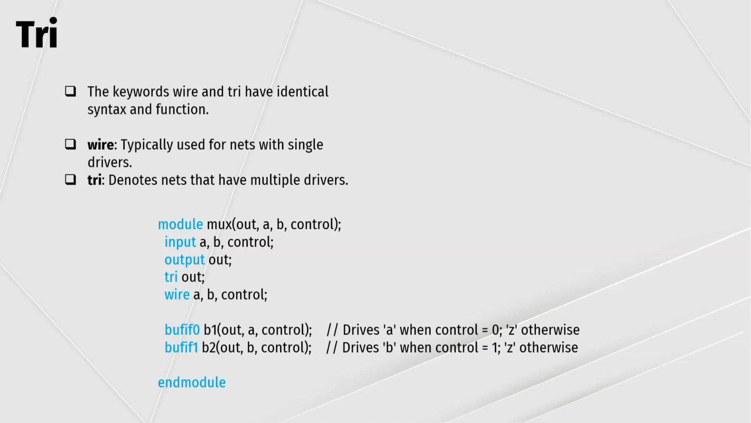However, if there is contention, it is resolved using strength levels. For example, if two signals of opposite values but the same strength drive the net, the resulting value of the tri net will be x, indicating an unknown state. In summary, the tri keyword is essential for scenarios where multiple drivers need to control a single net, such as in multiplexers. It helps to clearly indicate the design intention and ensures proper contention resolution.